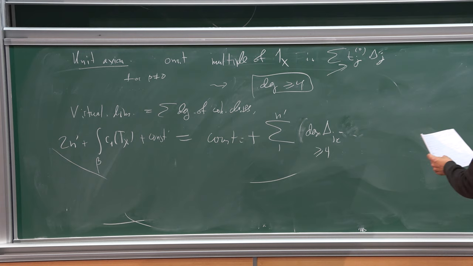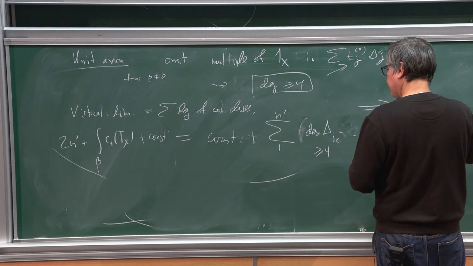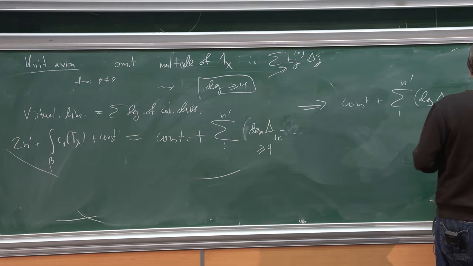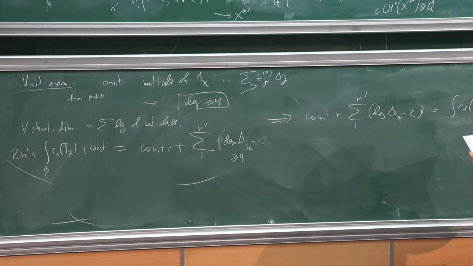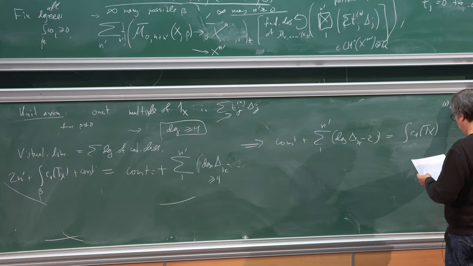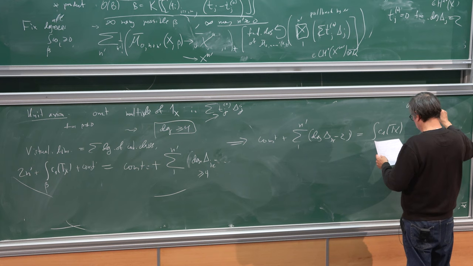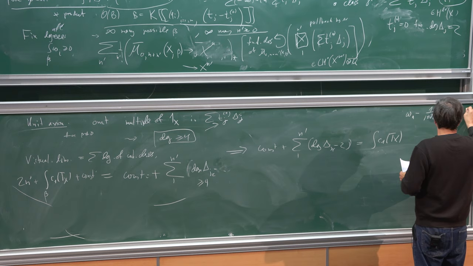And what follows is that some constant plus the sum of degrees delta jk minus 2, from 1 to n prime, is equal to the integral of the first Chern class. And then one can use this property for omega 1, just using any cohomology classes. The integral of the first Chern class is positive, and the sum is over degrees of delta from 4 to n prime.